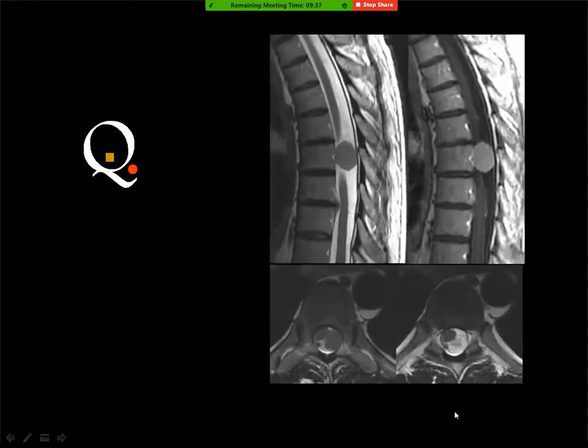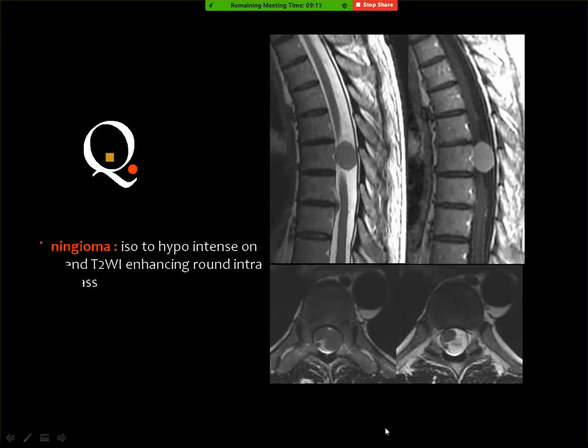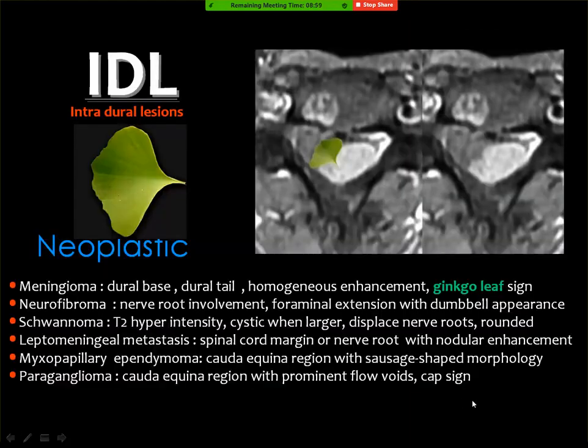Then what do you think of this? Subdural lesion. Yes, subdural lesion. What do you think? Isointense in T1 and T2 weighted image. No, this is T2 isointense and enhanced. Meningioma? Yes, this is a meningioma. This is an intradural lesion because of widening of the epidural space, and you see a broad base with the dura. This is one of the possibilities.